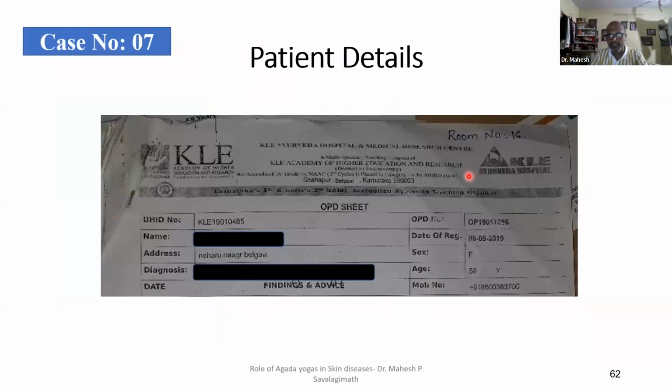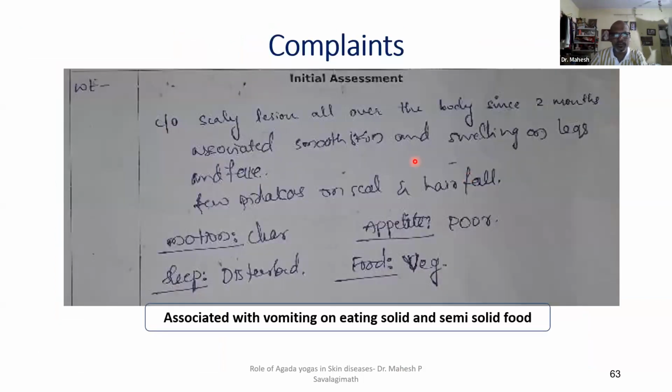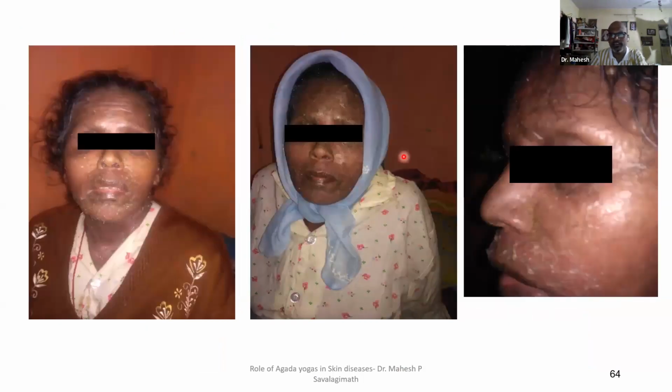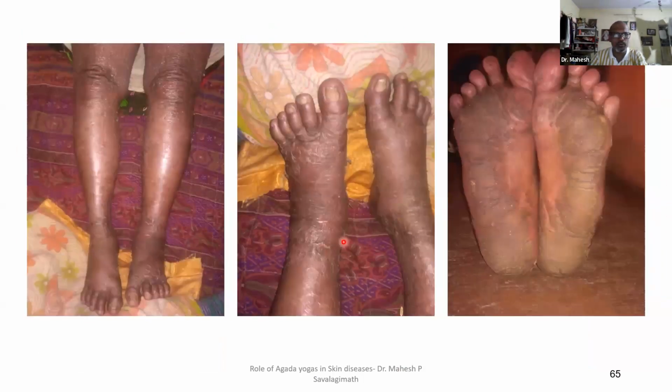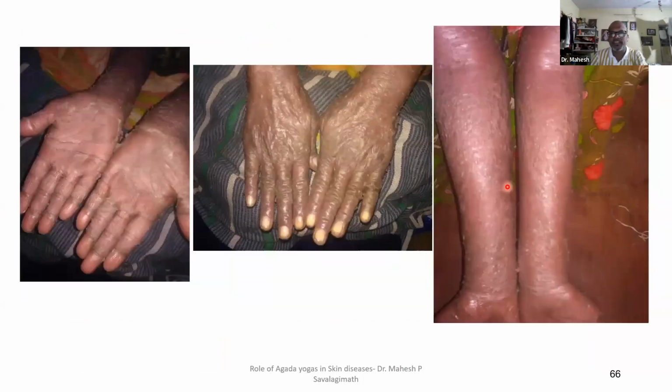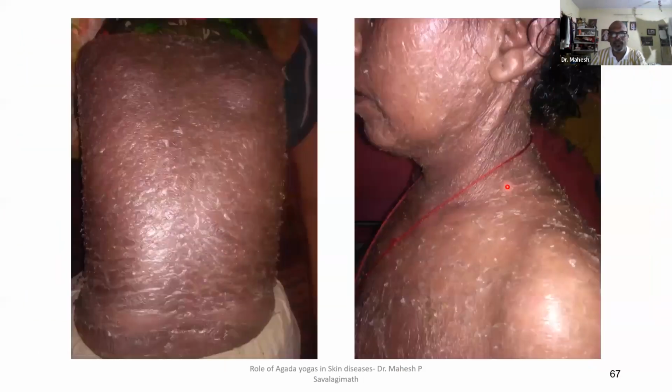Now here is one more case, Garajanya. This I will run through fast, as there are very big details. This lady has scaly lesions all over the body, swelling and all. This patient was actually discharged from our own modern hospital, saying they could not treat her. She had acidosis and all. You can see scaly lesions all over the body.